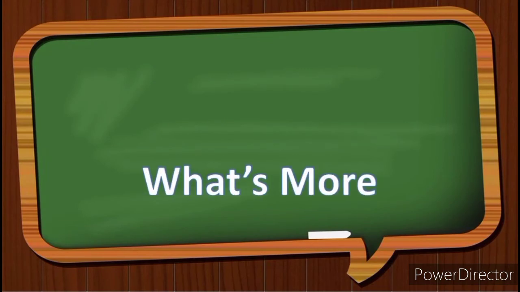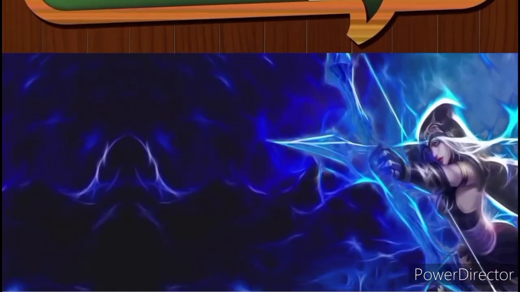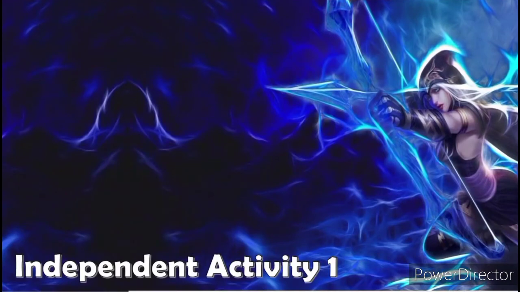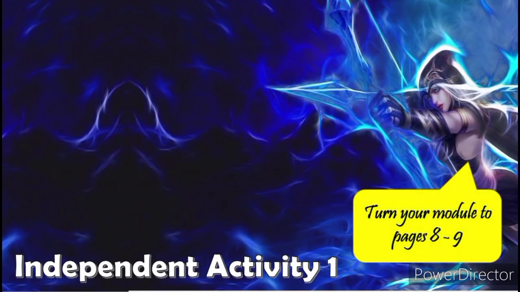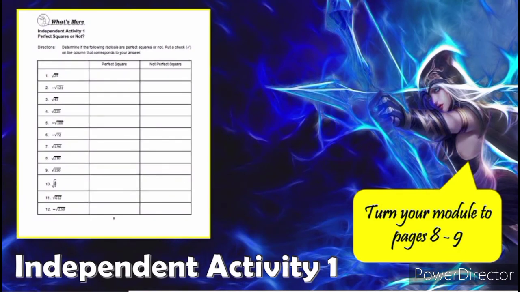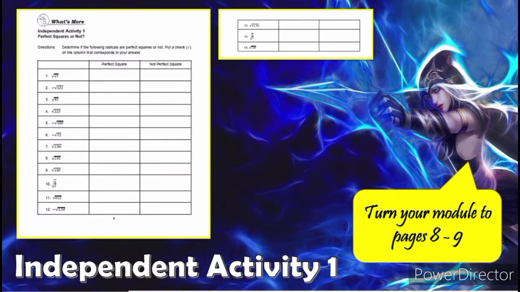What's more? Independent activity number 1. Turn your module to pages 8 and 9. Determine if the following radicals are perfect squares or not. Put a check on the column that corresponds to your answer.